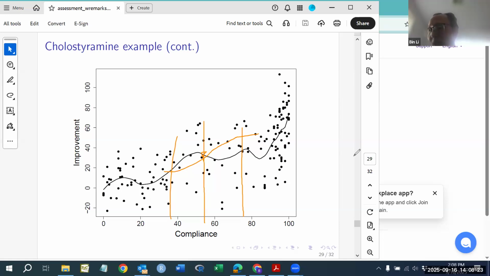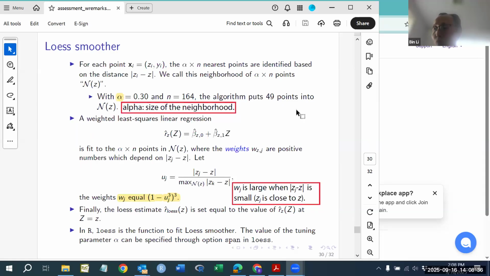And we just do that on a fine grid. Then we connect these points. That is called the loess smoother, and this is the fitted smoothed curve. It seems complicated, but you don't need to do it by hand. The software will do that.